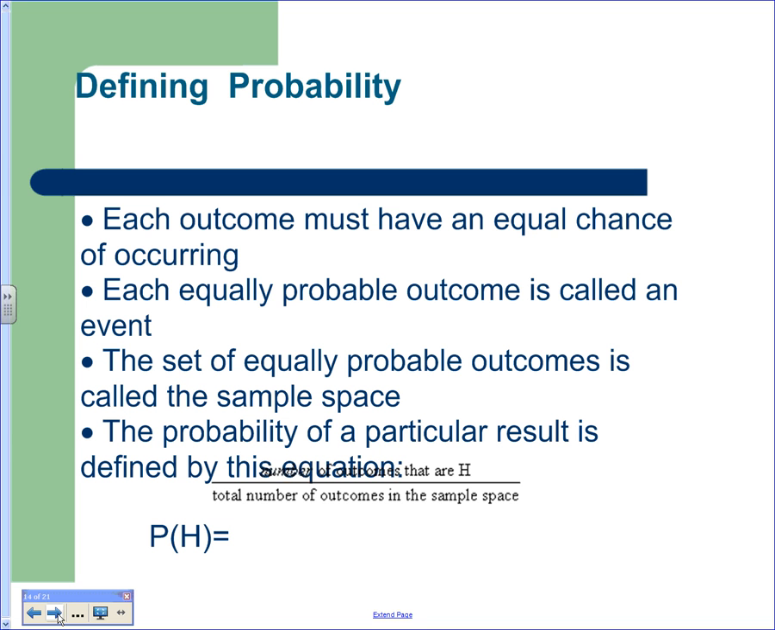All right, so for probability, each outcome has to have an equal chance of occurring. So whenever we look at rolling a die or rolling 2 dice, it's always going to be a fair die or 2 fair dice. Y'all know the difference between die and dice? Die is singular, dice is plural. Kind of like mouse and mice.